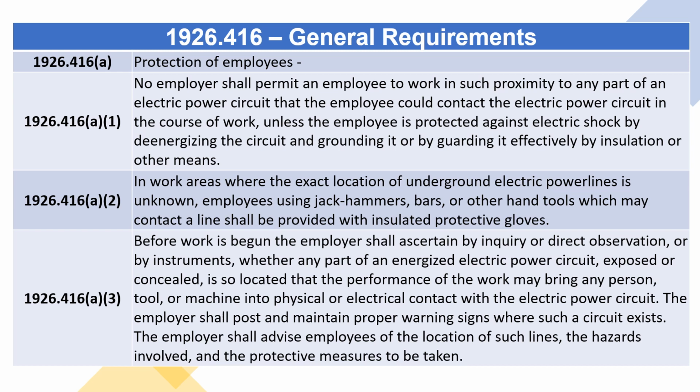1926.416(a)(3): Before work is begun, the employer shall ascertain by inquiry or direct observation, or by instruments, whether any part of an energized electric power circuit, exposed or concealed, is so located that the performance of the work may bring any person, tool, or machine into physical or electrical contact with the electric power circuit. The employer shall post and maintain proper warning signs where such a circuit exists. The employer shall advise employees of the location of such lines, the hazards involved, and the protective measures to be taken.